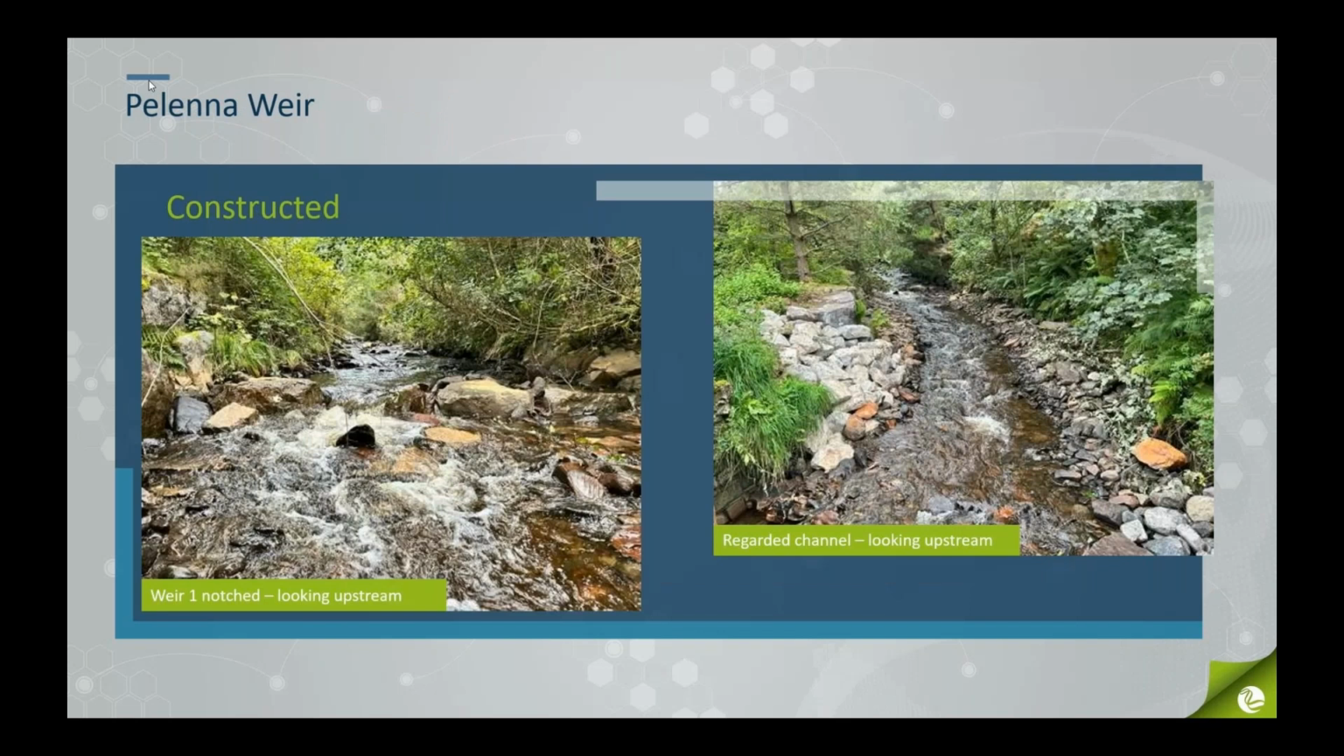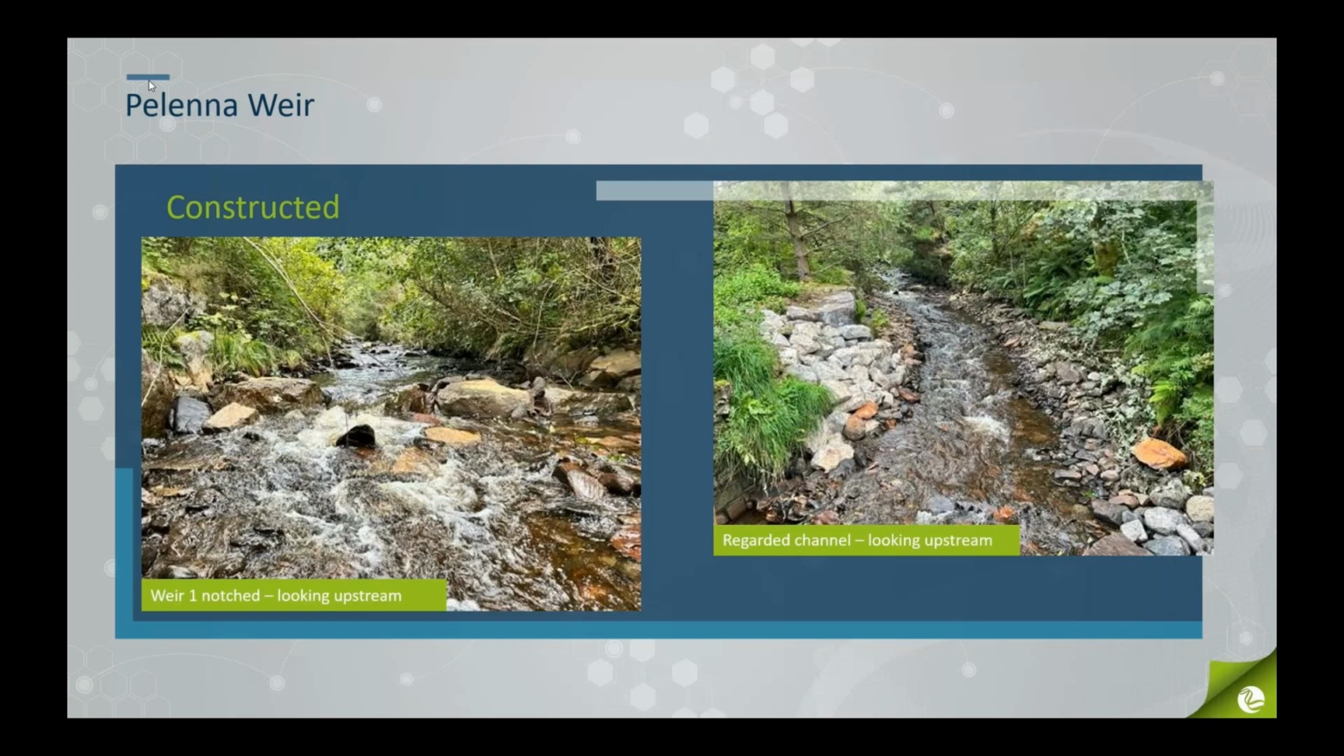So this is looking upstream from the bridge. This is the upstream weir which they've put the notch in. And then on the right hand side, again, that's looking upstream from the bridge along the regraded channel. It's not very easy to see the sinuous channel. I think you can sort of make it out, but you can clearly see how it's been regraded.